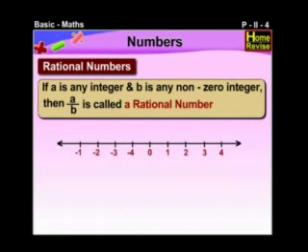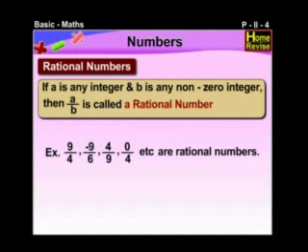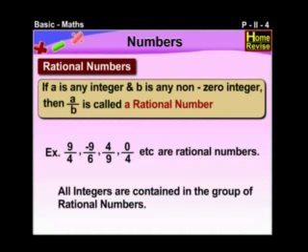Rational numbers. If a is any integer and b is any non-zero integer, then a upon b is called a rational number. Example: 9 upon 4, minus 9 upon 6, 4 upon 9 or 0 upon 4, etc. are rational numbers. All integers are contained in the group of rational numbers. That means natural numbers, whole numbers and integers are rational numbers.